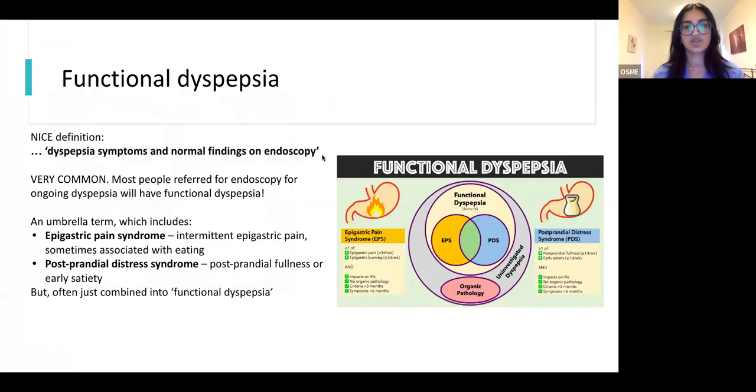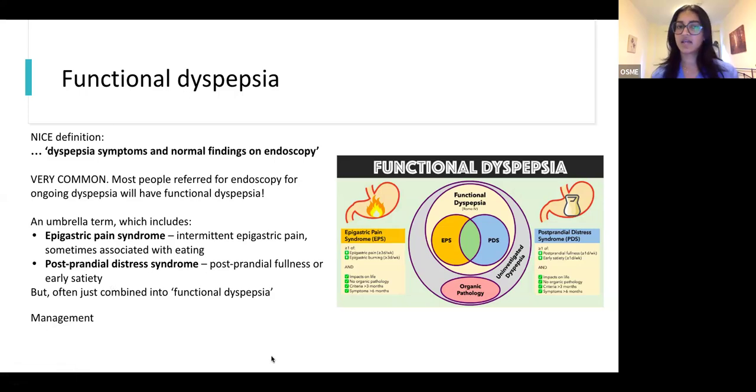And this is quite small print, I would say. I don't think I've ever seen a question on functional dyspepsia, but it could come up. So it might be a good idea to read through this. I'll just summarize it quickly. It's basically just having symptoms of dyspepsia, but the endoscopy findings are completely normal. And there are two main categories of this, epigastric pain syndrome and postprandial distress, but they normally are just called functional dyspepsia.